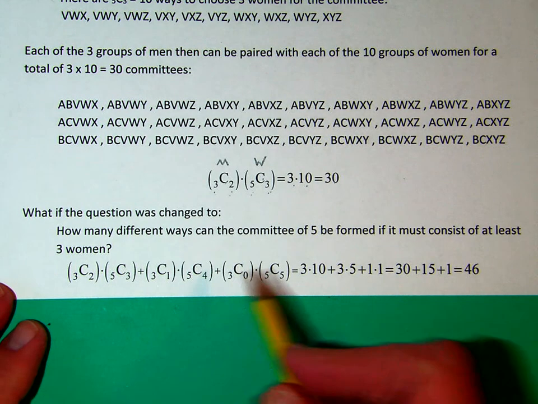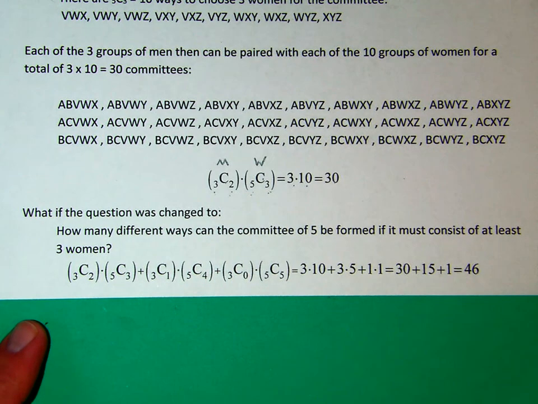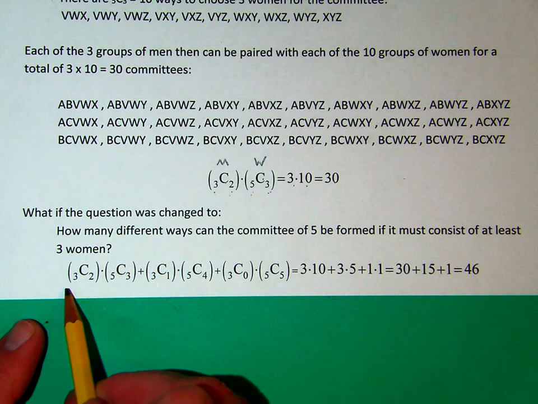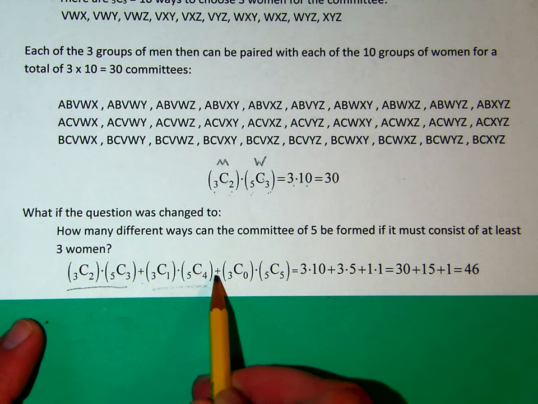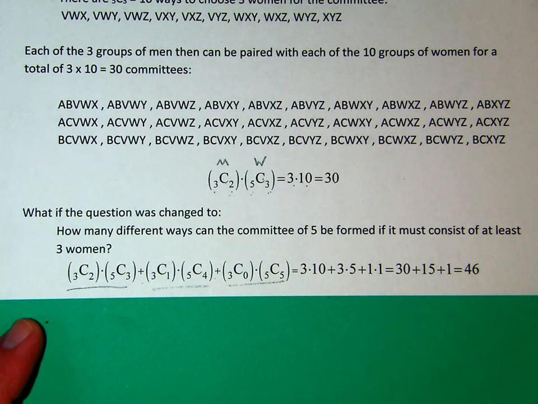So we have 3 of these being added up. That, plus that, plus that. This part is the same as this right here. That's the case where there are 3 women. Now what if there's 4 women? That means there's only 1 man. What if there's 5 women? That means there's no men. So we get a grand total of 46 for that.